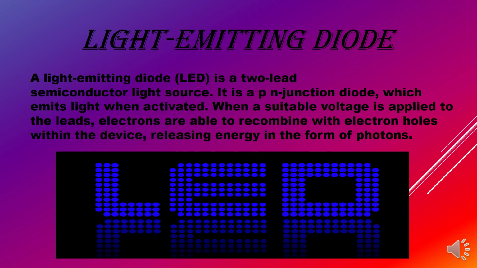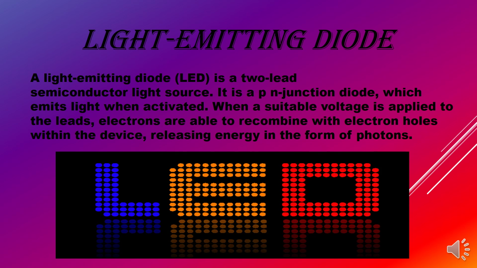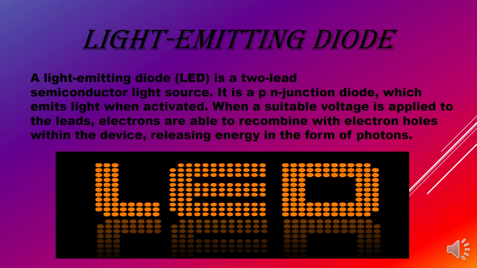We will tell you about the light emitting diode. A light emitting diode (LED) is a two-lead semiconductor light source. It is a PN junction diode which emits light when activated. When a suitable voltage is applied to the leads, electrons are able to recombine with electron holes within the device, releasing energy in the form of photons.